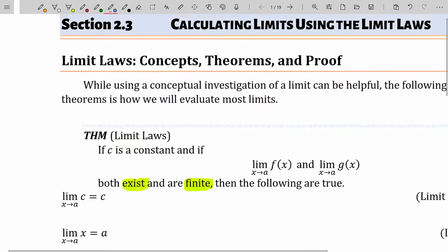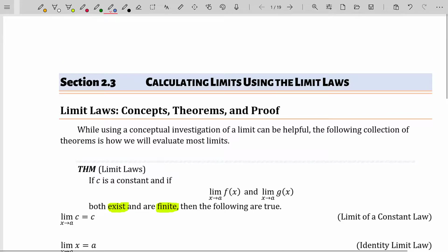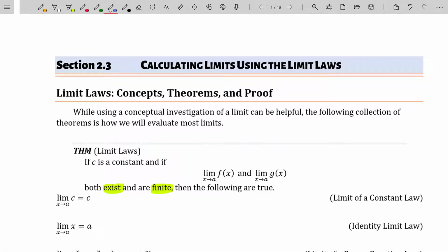They do have names, these limit laws. That's a limit of a constant limit law. However, you're not going to hear me say in any of my video series the names of these limit laws. I'm not a fan of naming things like that. Instead, I just like to know them intuitively and use them intuitively.